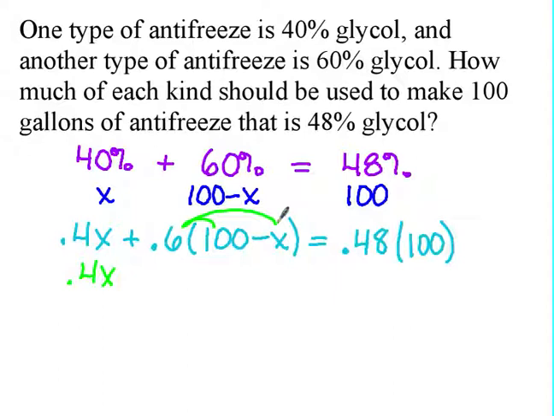So what is 0.6 times 100? 60. Yep. Minus, what do you get? 0.6x. Very good. Equals 48. Yep.